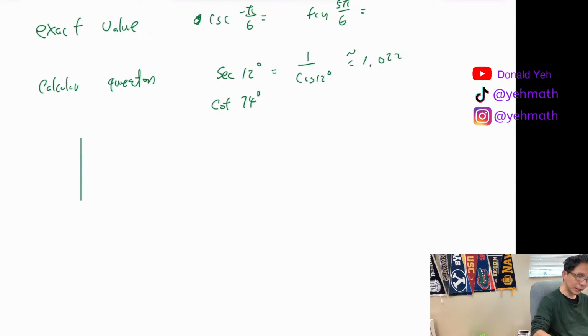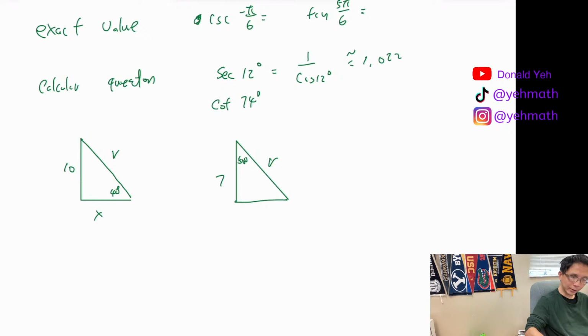Calculator question. Can I give you a triangle? Can I give you a word problem? And then can I say this side is 10, this angle is 40 degrees. Can you find out x and can you find out r using SOHCAHTOA? I'll give you another question to practice this. Can I give you a question like this? So this one is 50 degrees and this side is 7, and this is r and this is x. Okay, can you find out all this, r and x?